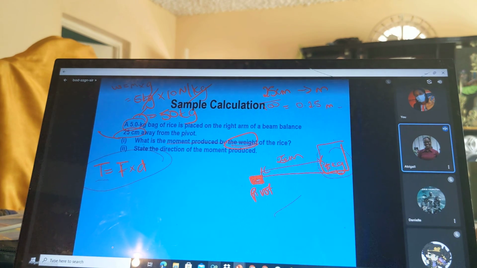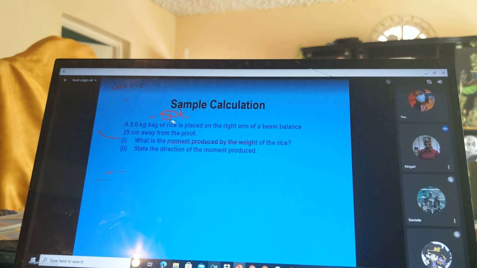So we have found the weight. Hold on, let me just write it back a little bit. Remember, it is always a force. If you're not given a force and you're given a mass, you have to find the weight of that mass. So the first thing we do is find the weight. Weight is equal to mass times gravitational strength, which is equal to 5 times 10, and the answer is in newtons.